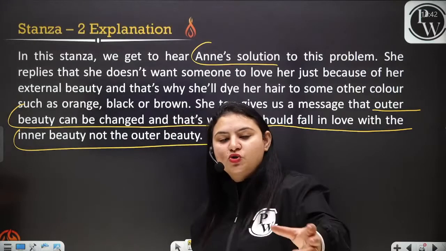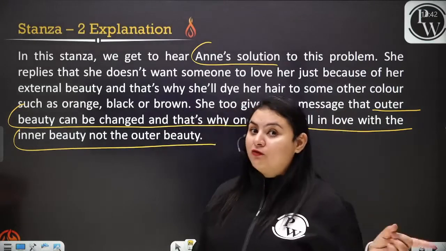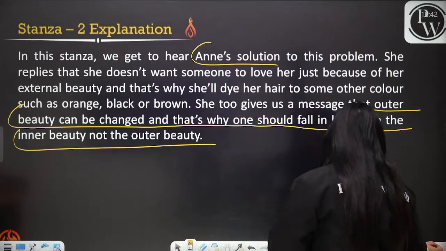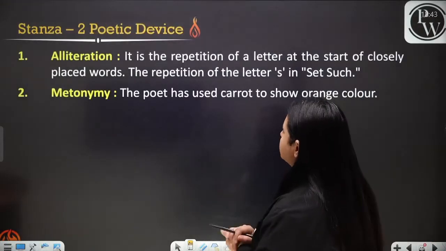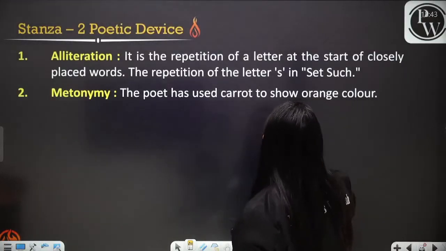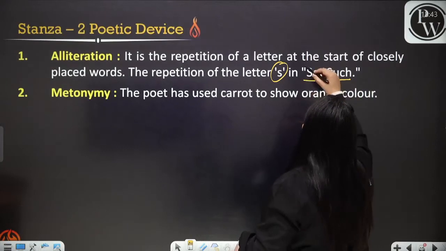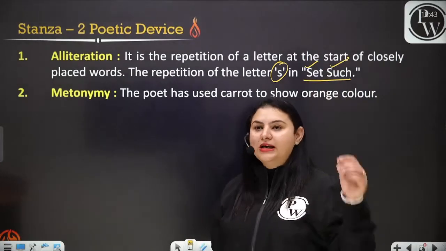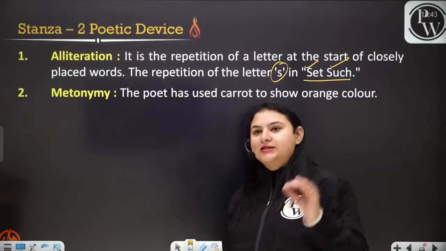That is why she wants to say that I am not going to fall for such a person who is not loving me for myself. So, the poetic devices here are alliteration. It is a repetition of a letter at the start of closely placed words, like S is being repeated in set such. Okay, the repetition of consonant sounds in the starting of the word. SS is being repeated in set such.